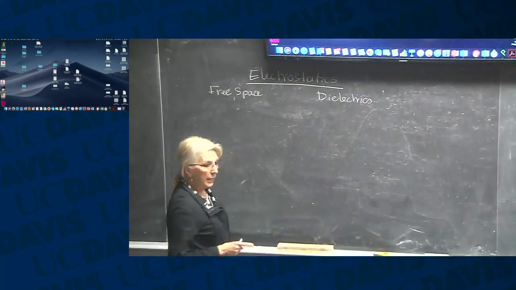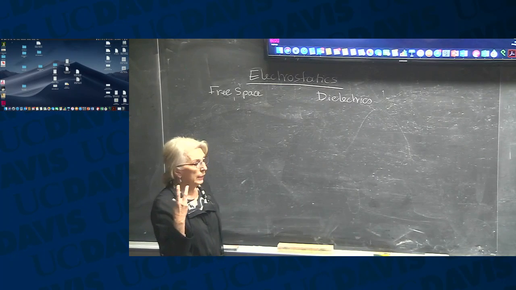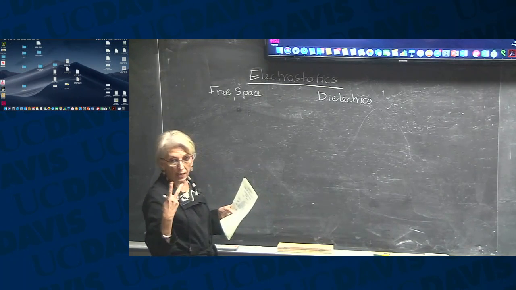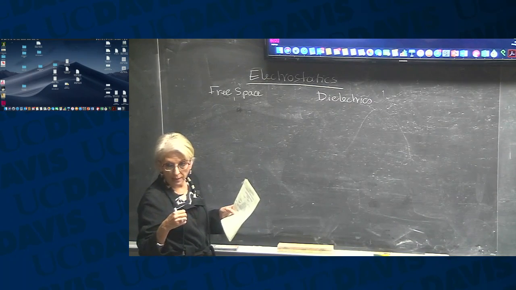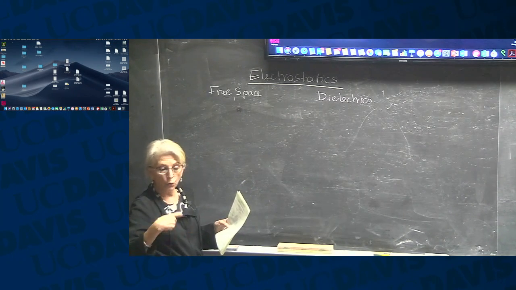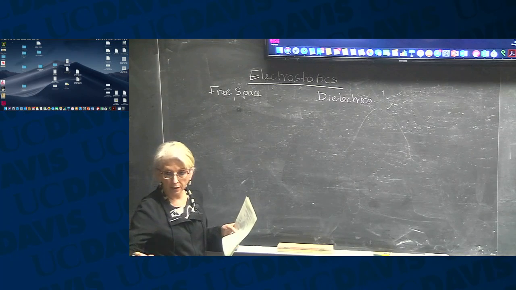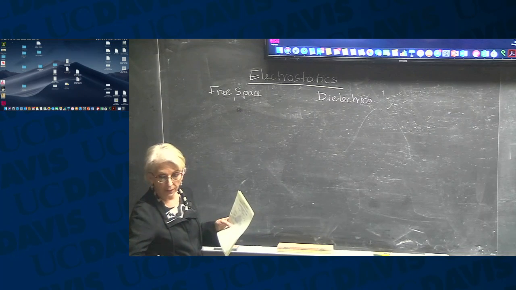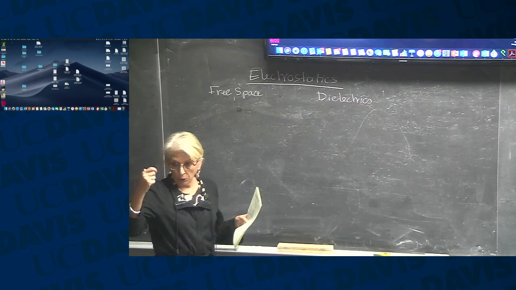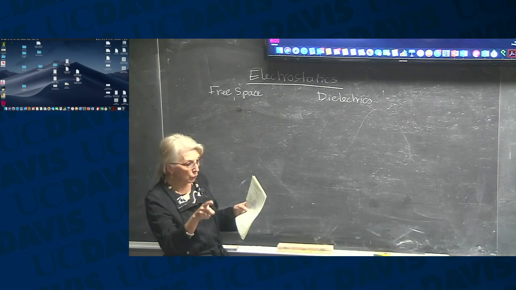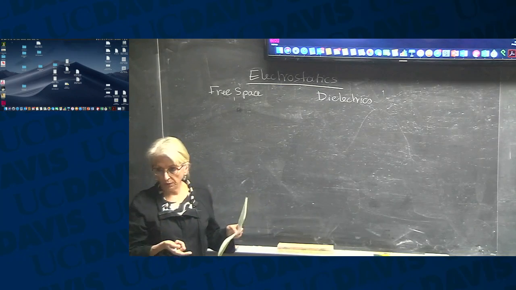In free space, what we found is that if you have two charges, Q1 and Q2, then they each feel a force. And then we explain that as saying that if Q1 is the charge that generates an electric field, then if you bring a charge Q2, it feels this force. But it could be the reverse too, all right? Q2 could generate the electric field, and Q1 would feel the force.